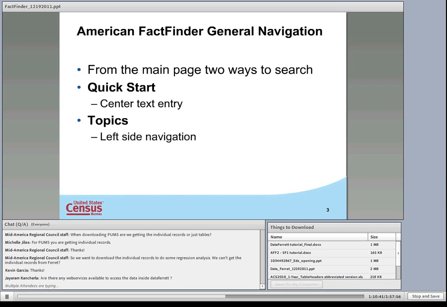So there are two main ways to search. There's the quick start and the topics. They will return slightly different results depending on which you use or what criteria you put in. So it's just important to know that there are differences between the two search options.